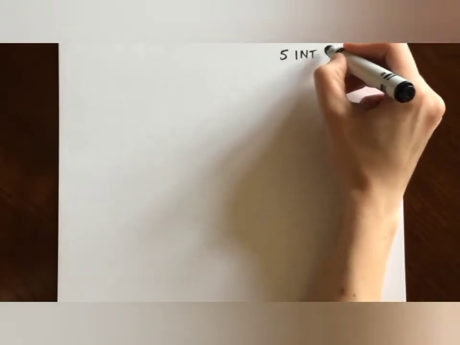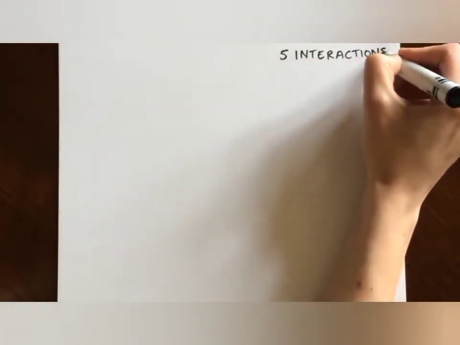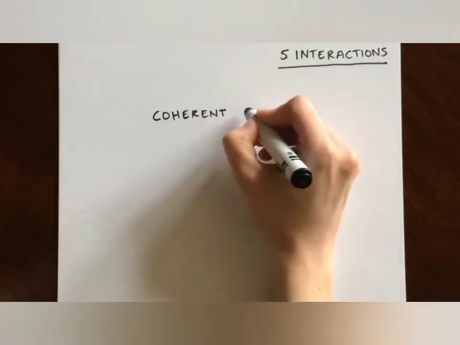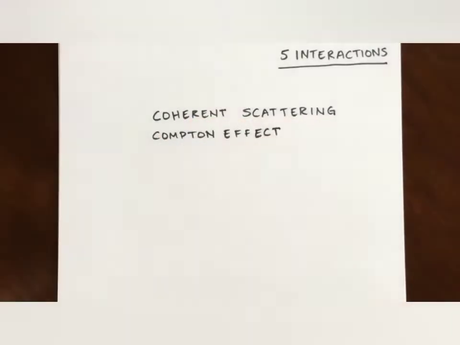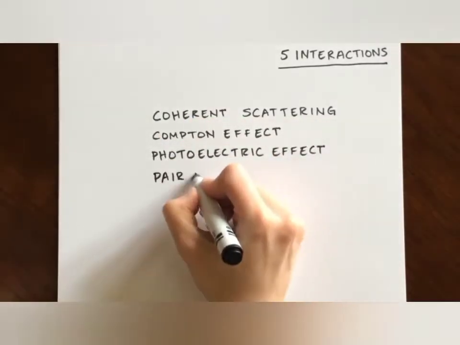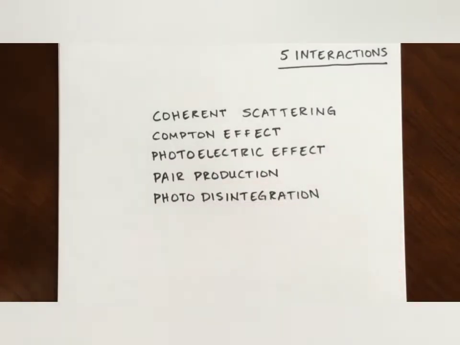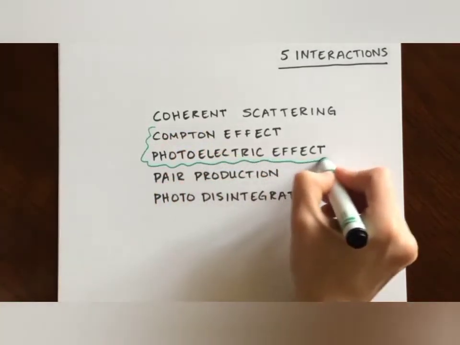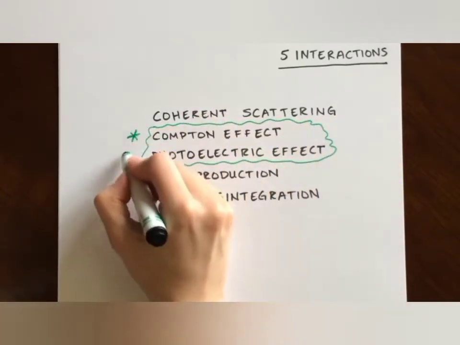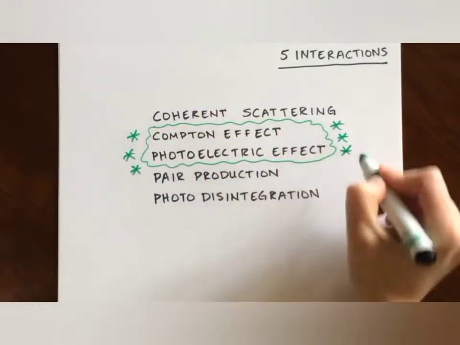fragment. There are 5 specific mechanisms of interaction between X-ray photons and matter: coherent scattering, Compton effect, photoelectric effect, pair production, and photodisintegration. Compton effect and photoelectric effect are particularly important to diagnostic radiology and will be covered in greater detail in this video than the others.